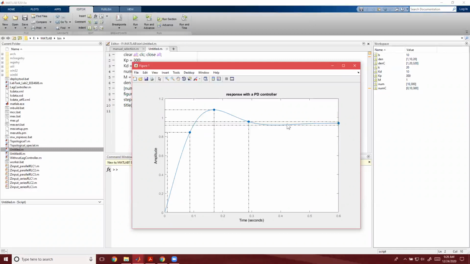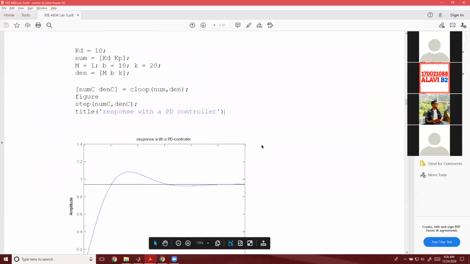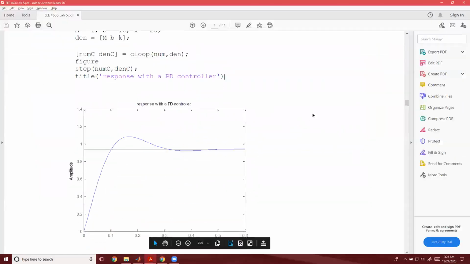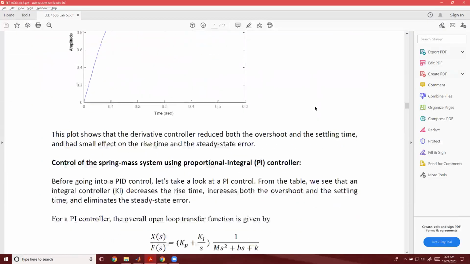So our KD controller affects two things only. It affects the overshoot and it affects the settling time. It decreases both these things. Okay. Are we clear? Any questions? Okay. So next, let's use a PI controller and see what that does.